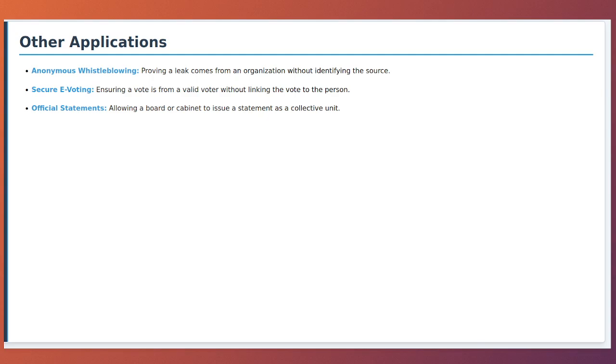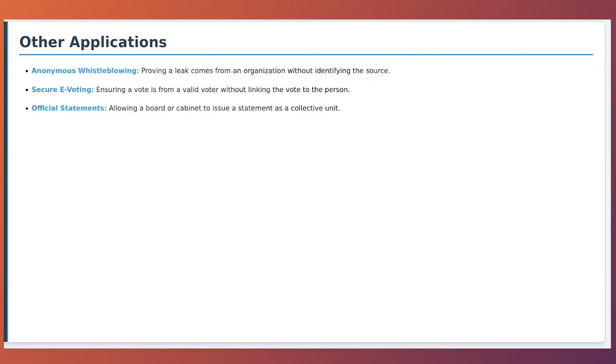Another powerful use case is in secure e-voting systems. Ring signatures can be used to construct a system where each voter can prove they are on the official list of registered voters and thus have the right to cast one ballot without revealing who they are. This allows the system to accept only valid ballots while keeping the link between a voter and their actual vote completely secret, which is a cornerstone of any free and fair election.